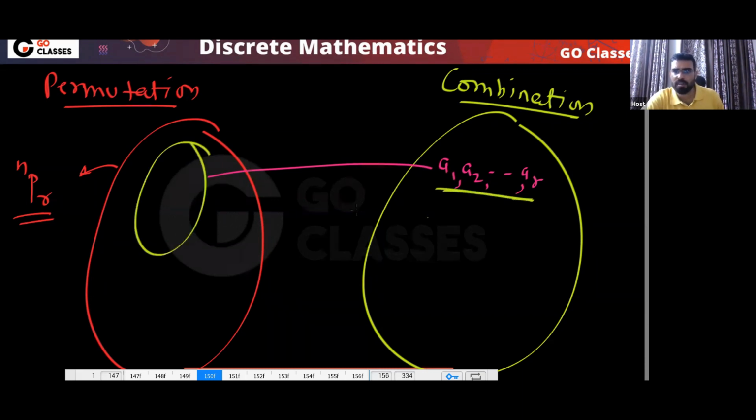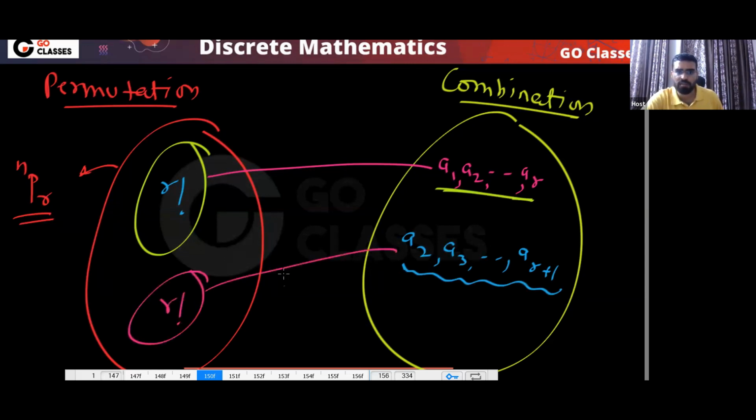This combination will have how many permutations here? It will have R factorial permutations here. Similarly, this combination like A2, A3, A(R+1), this selection will also have R factorial permutations.